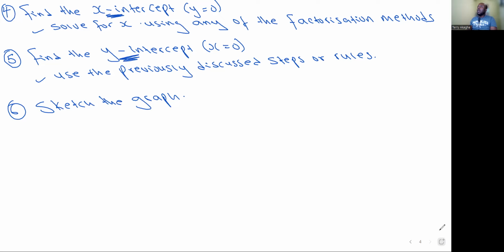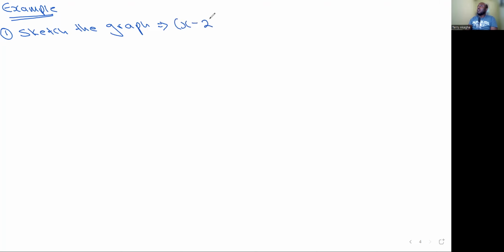So let's go straight. Let's assume that we have this example here. And you were told to, number 1, sketch the graph, okay? So to sketch the graph, let's make it interesting. Let's put it in a factorized form: x minus 2, x plus 3, and x minus 1. We're told to sketch this graph.